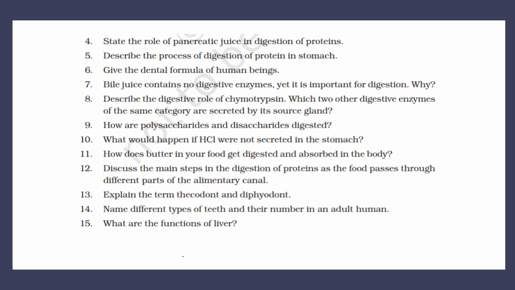Now, next question is explain the term thecodont and diphyodont. In first chapter, first slide, we have done these two terms very well. You know all. Then name different types of teeth and their number in an adult human. We have done earlier. You all know very well. Then again, what are the functions of liver? So functions of liver, it secretes bile, and the function of bile is emulsification of fats and providing alkaline medium to the pancreatic enzymes.